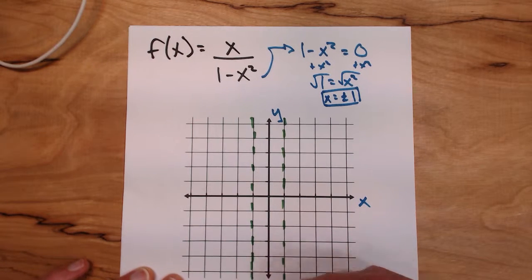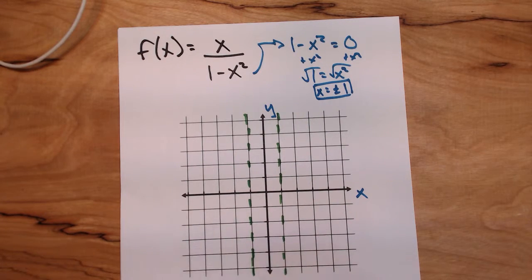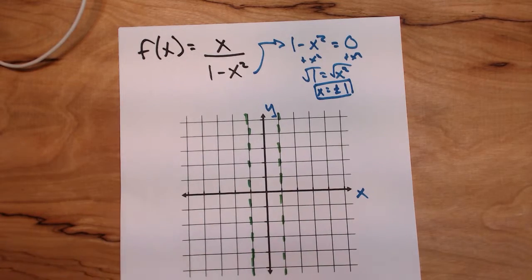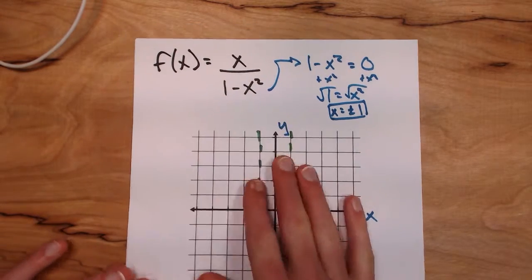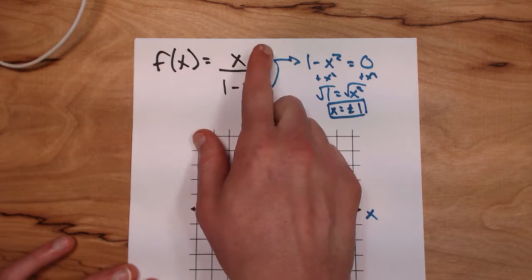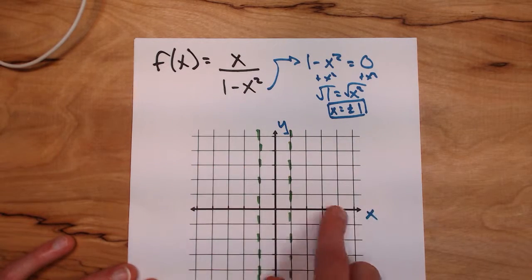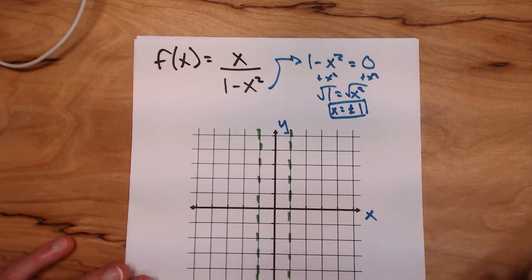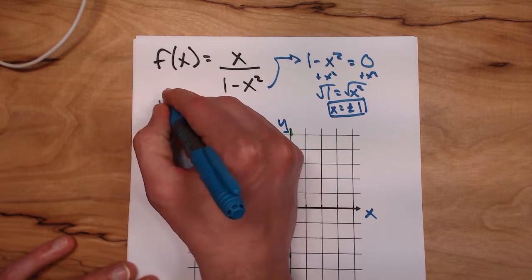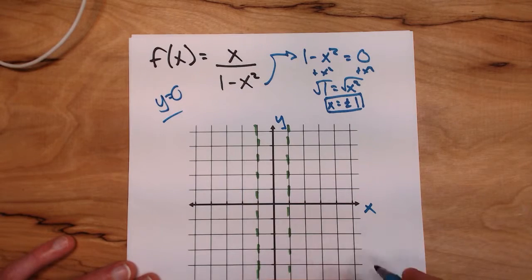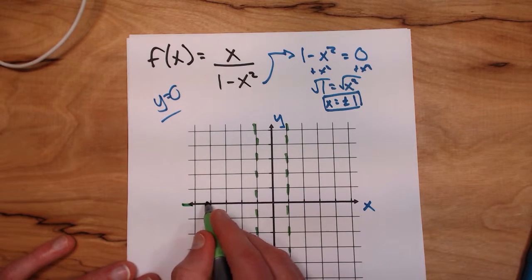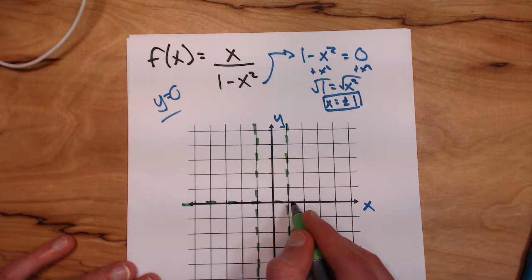Okay, the next question is, are there any horizontal asymptotes? So the thing I want you to remember when plotting rational functions is that if the power of the numerator is less than the power of the denominator, then our horizontal asymptote will be y equals 0. So this is our horizontal asymptote. So I'm going to plot this. It's just right on top of the axis.